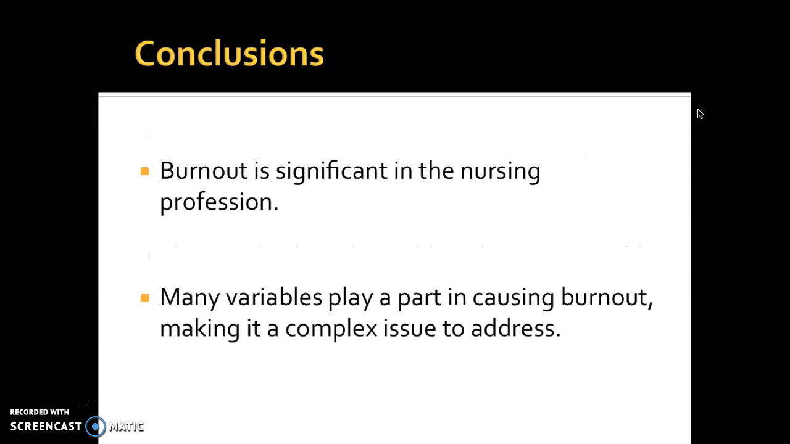So in conclusion, burnout is very significant in the nursing profession, as stated before, and many variables play a part in causing burnout, making it a complex issue to address. There is a lot of research out there on the topic and why it happens, and how to prevent it is also complex and multifaceted.